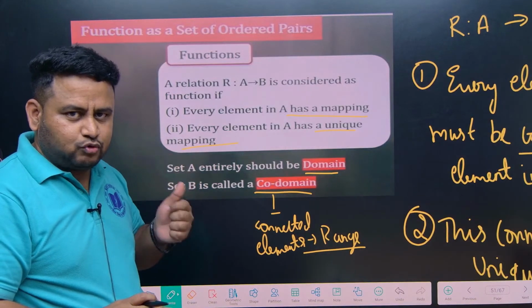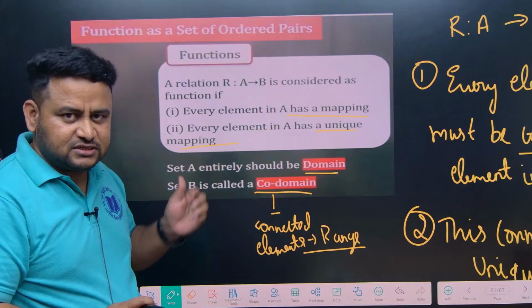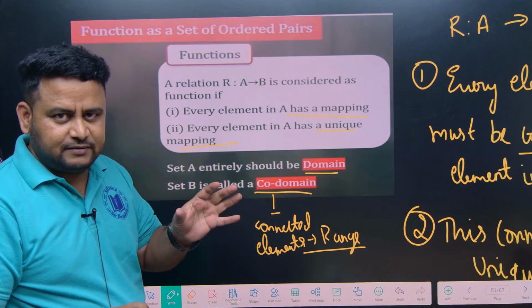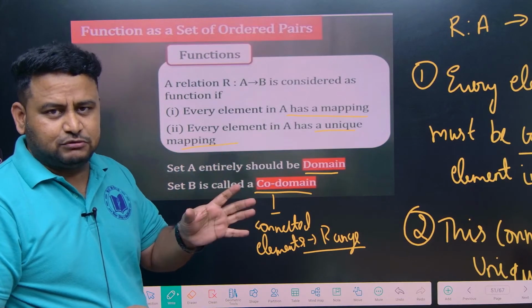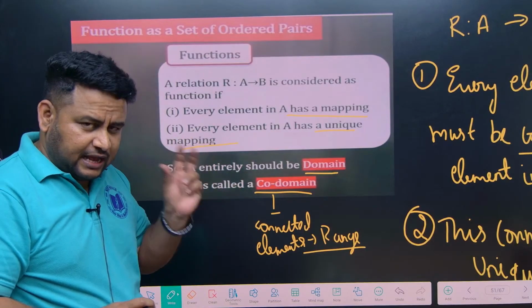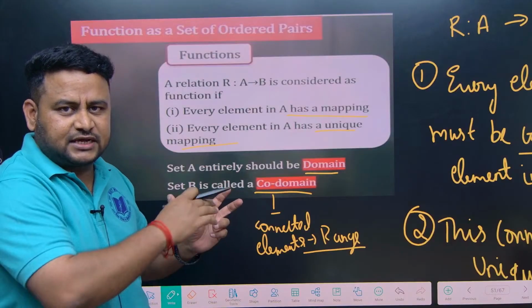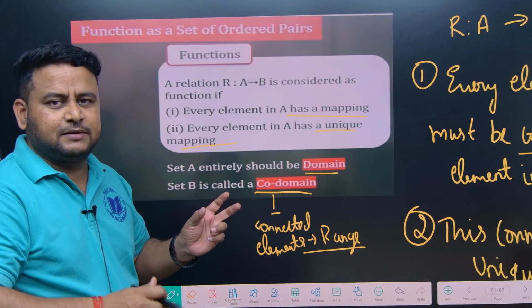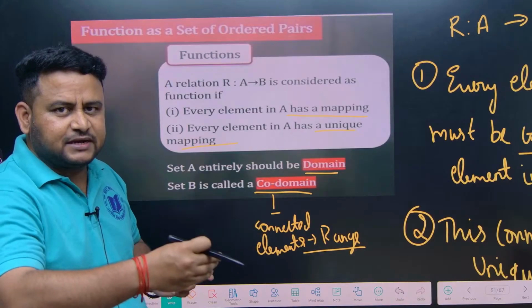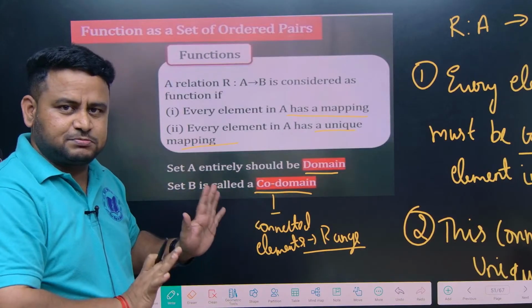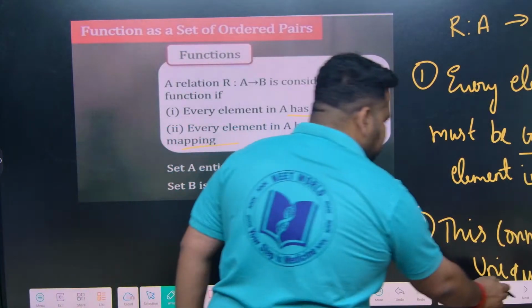What are the two conditions that should be satisfied to have a function? All the elements in set A should be connected. That connection should be unique. That means an element in set A cannot be connected to two elements in set B. But an element in set B can be connected to two elements in set A. That is possible.